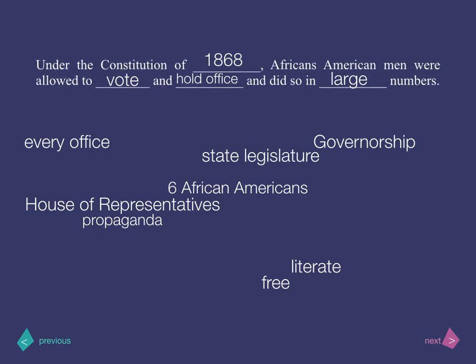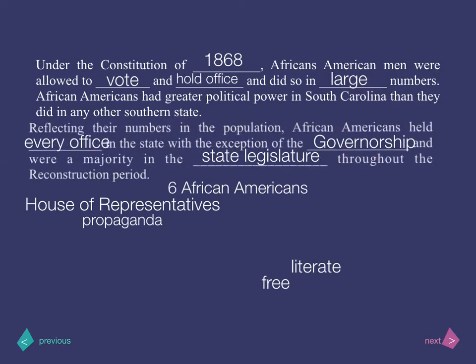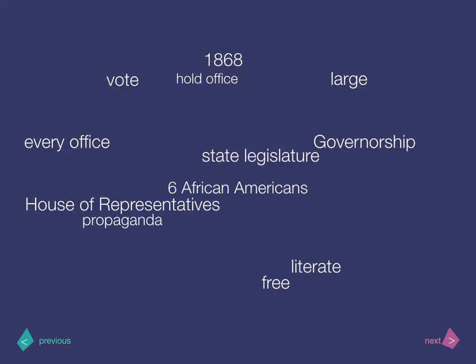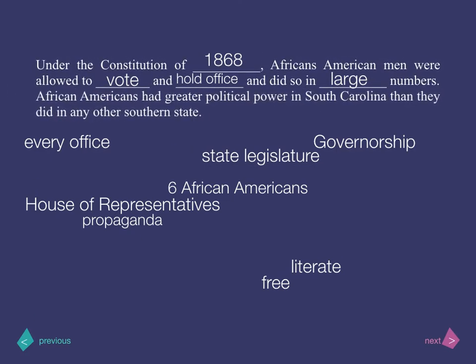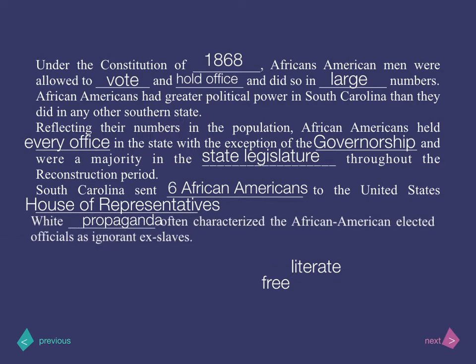Under the Constitution of 1868, African American men were allowed to vote and hold office, and did so in large numbers. African Americans had greater political power in South Carolina than they did in any other Southern state. Reflecting their numbers in the population, African Americans held every office in the state with the exception of the governorship, and were a majority in the state legislature throughout the Reconstruction period. South Carolina sent 6 African Americans to the United States House of Representatives.